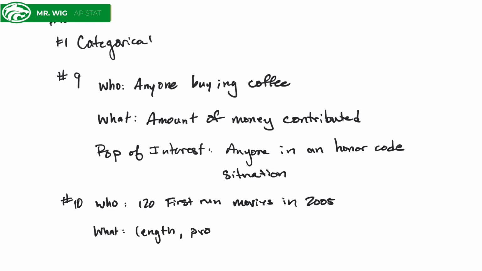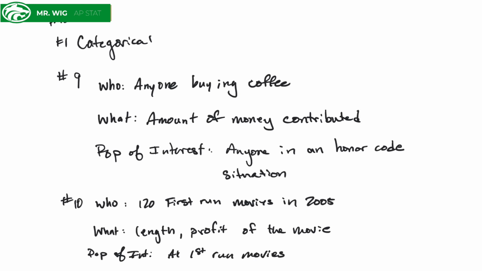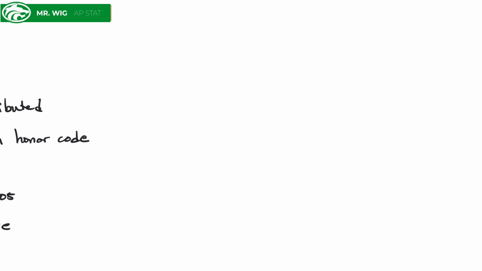In this case, you have 120 of the first run movies in 2005. And they were measuring or recording two variables. In this case, it was the length of the movie and the amount of profit the movie generated. The population of interest would be, in this case, really just the first run movies. They were from 2005, but I think we can infer that's probably representative of a year, so we could just leave it as first run movies.